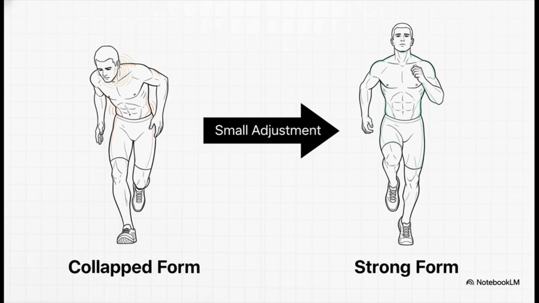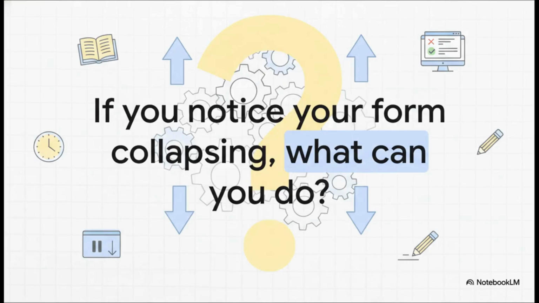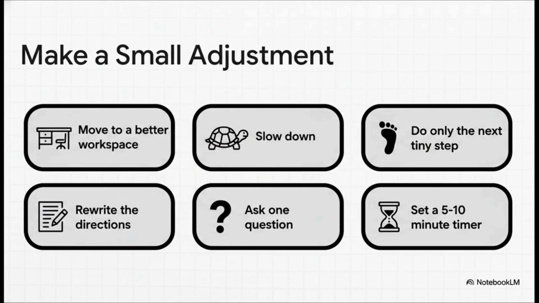Those small adjustments early on are what prevent the really big problems from happening later. Well, academic form is the exact same way. So what do you do when you notice your form starting to collapse? You catch yourself reading the same sentence for the third time, or you realize you've been bouncing between browser tabs for 5 minutes. The key is to see that signal not as a failure, but as a simple cue to make a small change. And that change doesn't need to be some huge, dramatic thing.